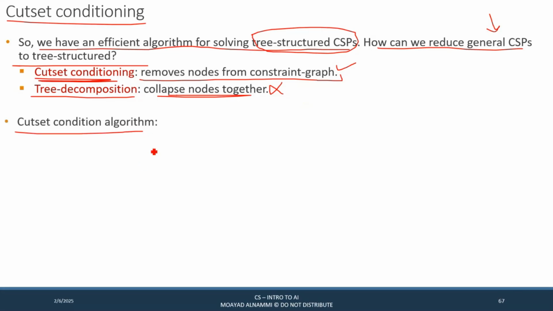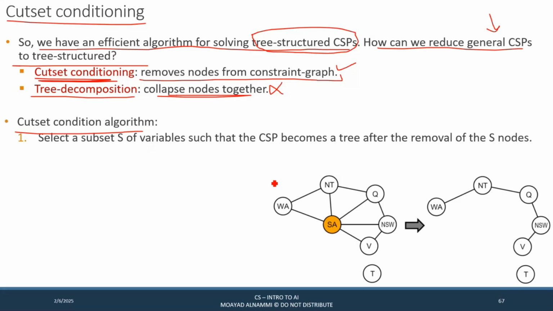So what does the cutset conditioning algorithm do? It works as follows. Given your CSP, you want to select the subset S of variables such that the CSP becomes a tree after the removal of the S nodes. So if you look at this CSP, it is not a tree structured CSP. There are cycles all over the place. However, we want to find the minimal subset of variables such that if we remove those variables, it becomes a tree.